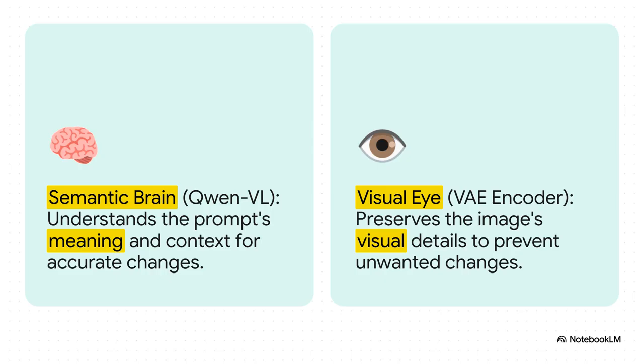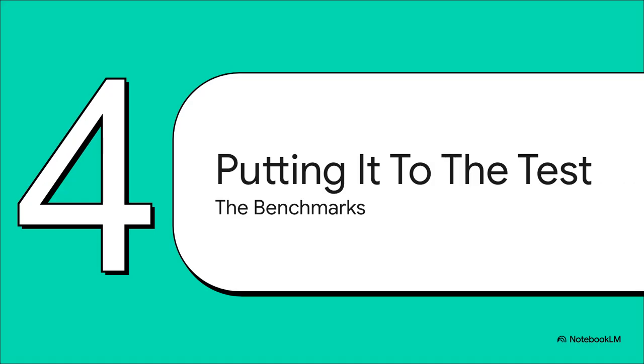And this is a brilliant way to picture it. It's almost like the AI has two brains. On one side, you've got the semantic brain that actually understands what you're asking for, the meaning behind "make her hair blue." But at the same time, the visual eye is focused on preserving all the original details, lighting, the background, the person's face. By using both, it can make the change you asked for without wrecking the rest of the image. So the theory sounds amazing.